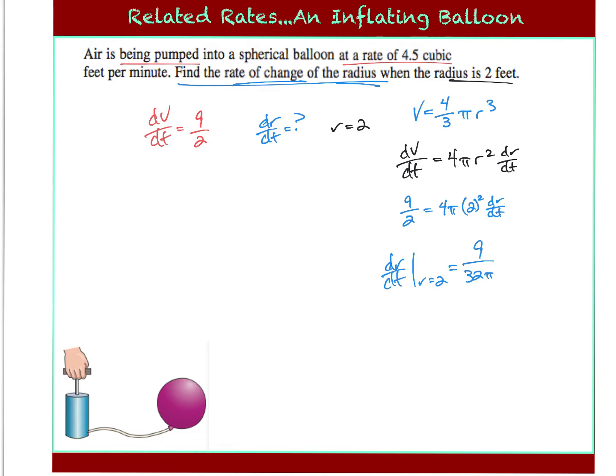Now, why was this a positive 9/2? Why was my dV/dt a positive 9/2? Because it's filling up. My volume is getting bigger. Does that make sense? If air was leaking out of a balloon, then it would be what? Negative. All right? I want you to notice something real quick, though.